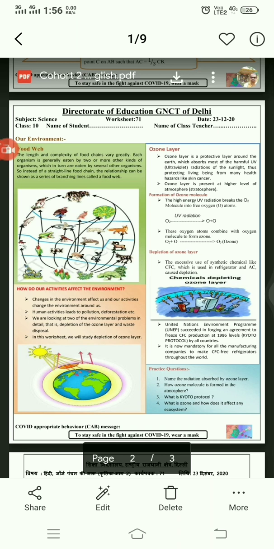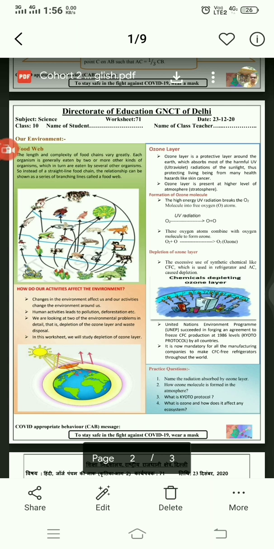Now what happens? One nascent oxygen along with one oxygen molecule, they combine to form ozone. So this splitting of ozone and combination of ozone is simultaneously taking place in the ozone layer. So this reaction absorbs the ultraviolet rays.